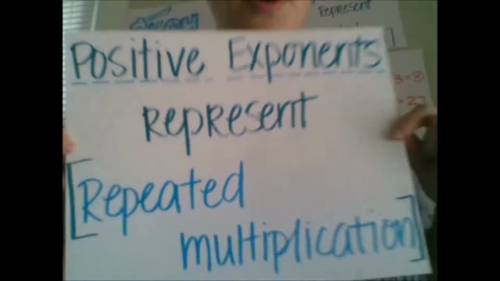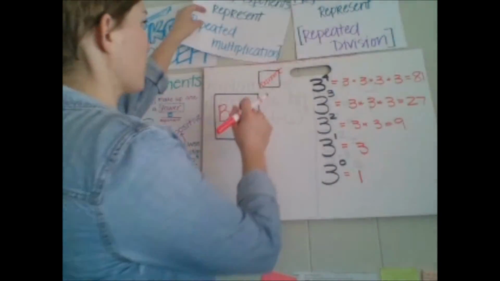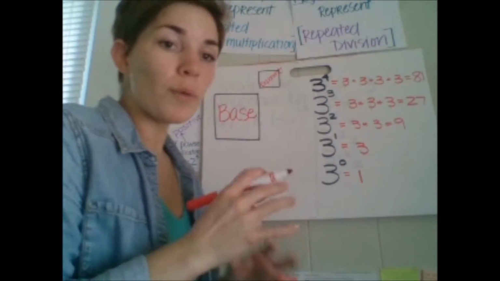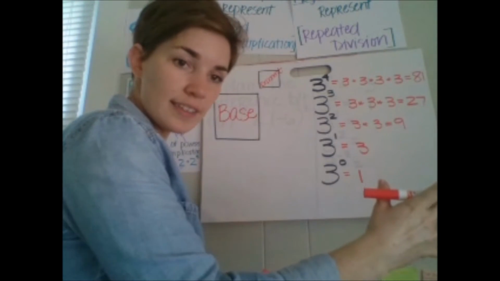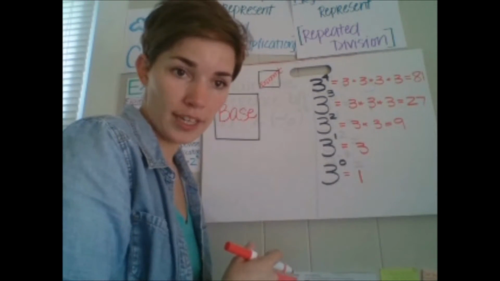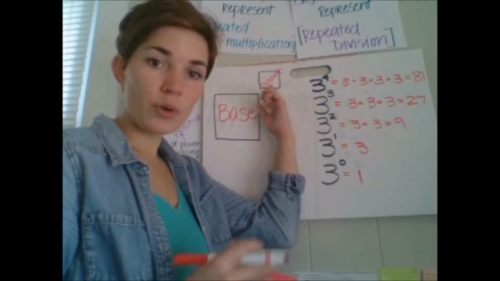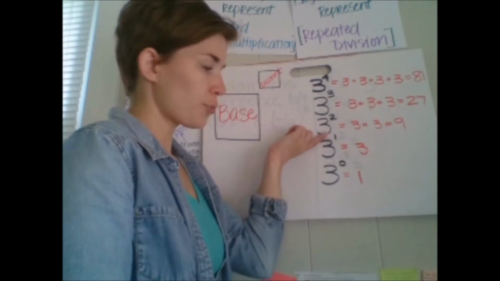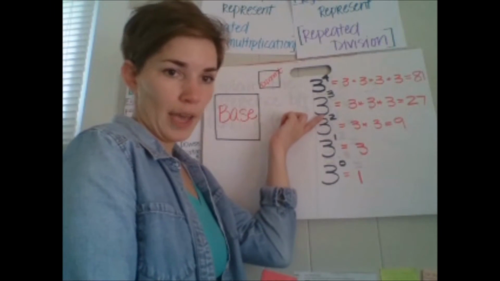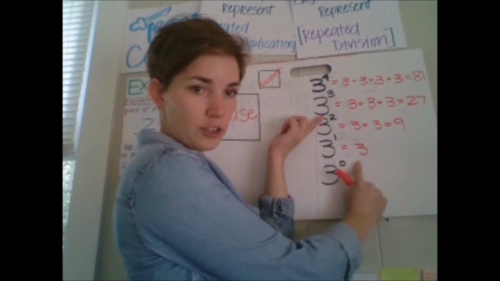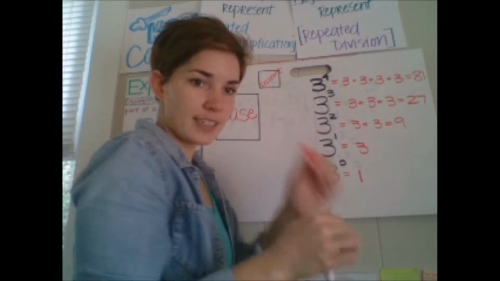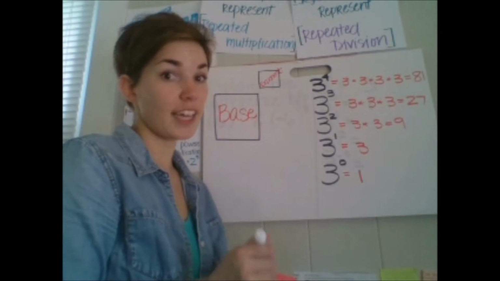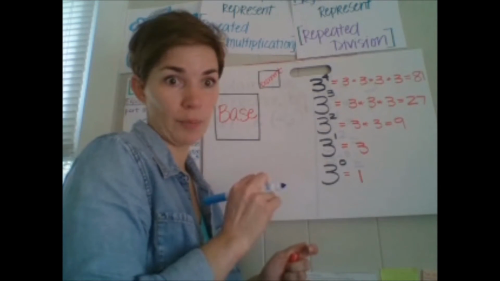Positive exponents represent repeated multiplication. What we mean by that is as we increase our exponent number, we're going to end up multiplying, right? So to move from 3 to the 1st power to 3 to the 2nd power, we're going to multiply 3, this value here, by 3 to get the value of 3 squared. We had a total aha moment in class today. I hope I had a light bulb moment, right?